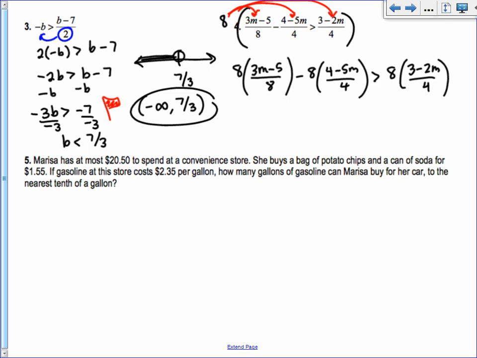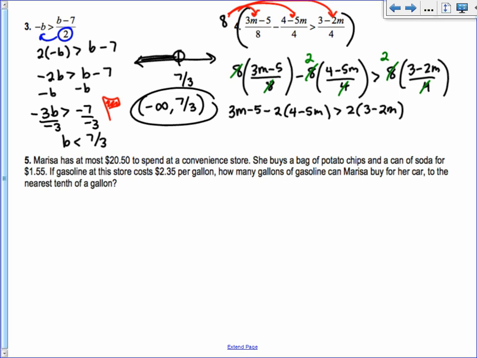So on the first parentheses, you have 3m minus 5 over 8, and you multiply that by 8. You guys see what happens? The 8s reduce out. On the second parenthesis, you have 8 and you have 4 now. So what happens there? Yep, they reduce down to 2. So you still have the 2 on top. And then the last one, you have 8 and 4, so again, you're left with 2. So what you've simplified it down to is 3m minus 5, minus 2 times (4 minus 5m) is greater than 2 times (3 minus 2m).